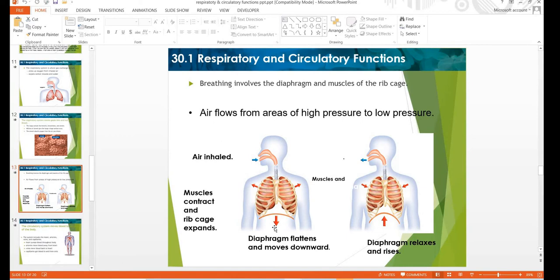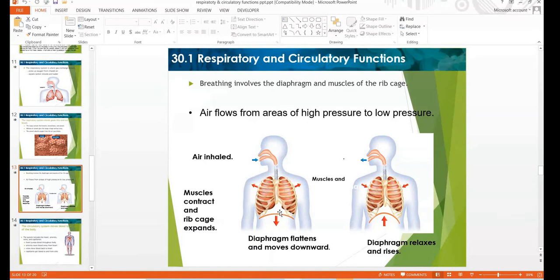Okay, so this mechanism of breathing involves the muscles of the rib cage and the diaphragm, as you can see in this picture. The diaphragm is a dome-shaped muscle at the base of the rib cage. As you can see, this is the diaphragm and this is your rib cage. When you inhale, the muscles of the rib cage contract, causing the rib cage to expand. Then the diaphragm flattens and moves downwards. You can see this is how the diaphragm moves downwards whenever you're inhaling and your lungs expand. The volume of your lungs increases and the air pressure decreases, falling below the air pressure outside your body. Gases move from areas of greater pressure to areas of lower pressure, so air flows into the lungs.